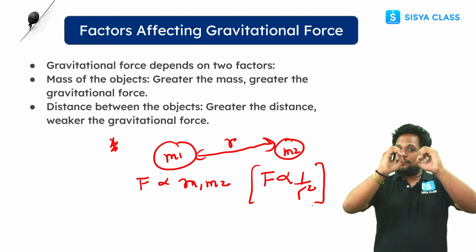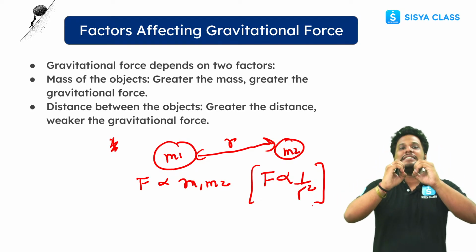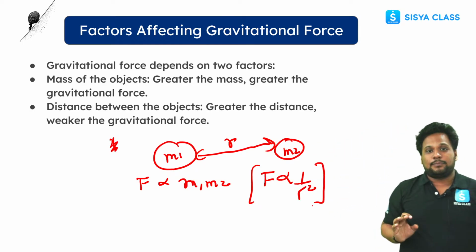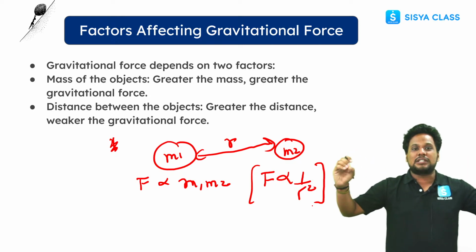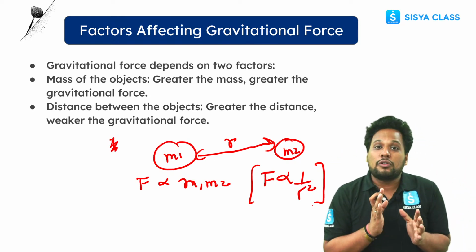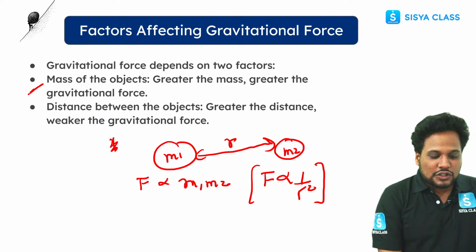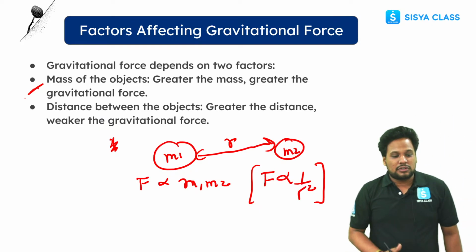Let's suppose the force is 5 Newton. If I increase the distance by some amount, for sure the force is going to decrease. So if I am increasing the distance between two objects, the gravitational force is going to decrease. Just remember that it depends on the mass of the object. The greater the mass of the object, the greater the gravitational force.